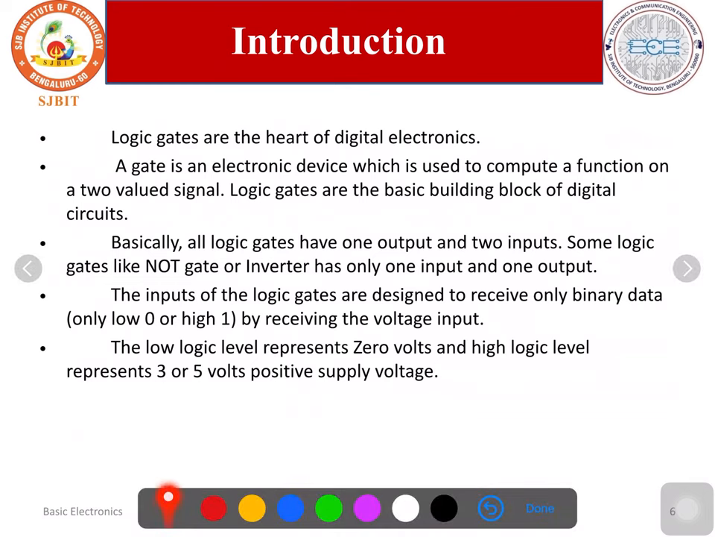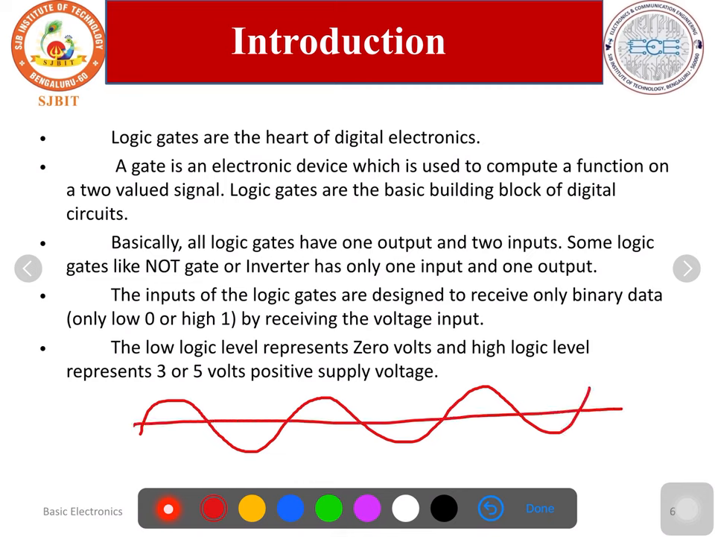In module 1, we have seen the analog electronics. Analog is nothing but a signal which is continuous in nature. Here you can see on the x-axis, if you plot the time, the signal is continuously changing with respect to the time. So this is an analog signal.